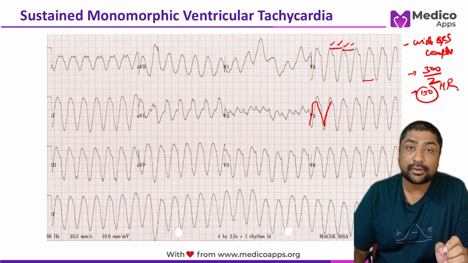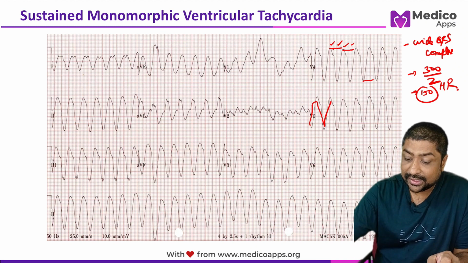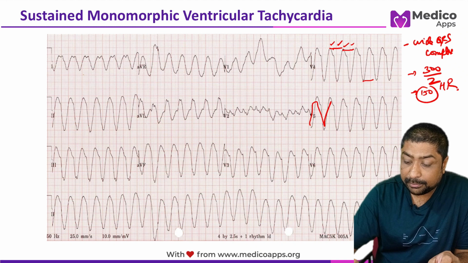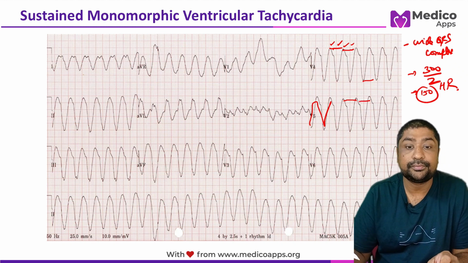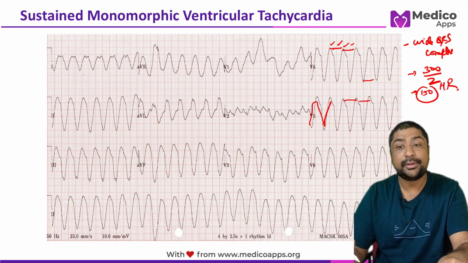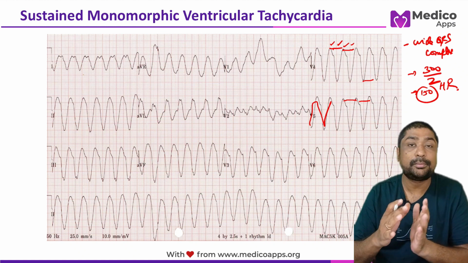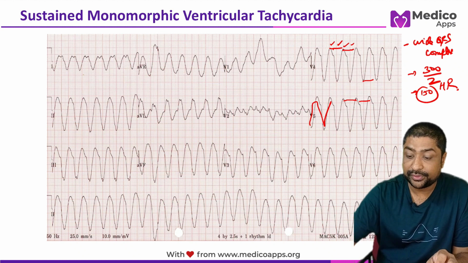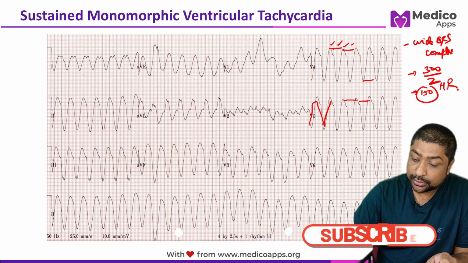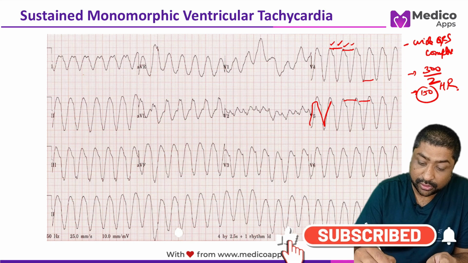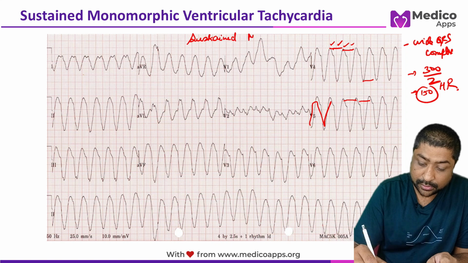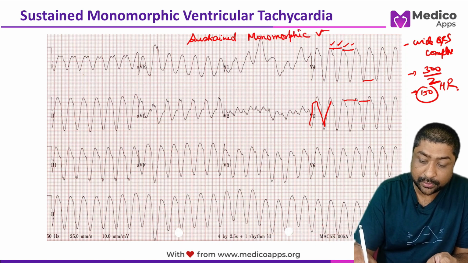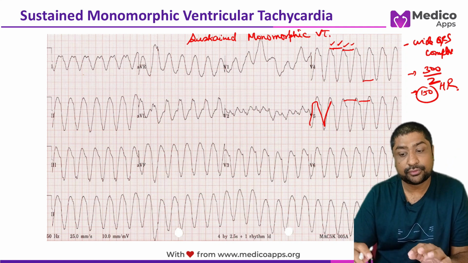Okay, the next important thing I want you to understand is, is there a change between beat to beat QRS morphology? Is there a change between the two different beats? The morphology of QRS complex, is it changing between beats? No, they are the same. So what we have is something called sustained monomorphic ventricular tachycardia. Very easy for you to diagnose.